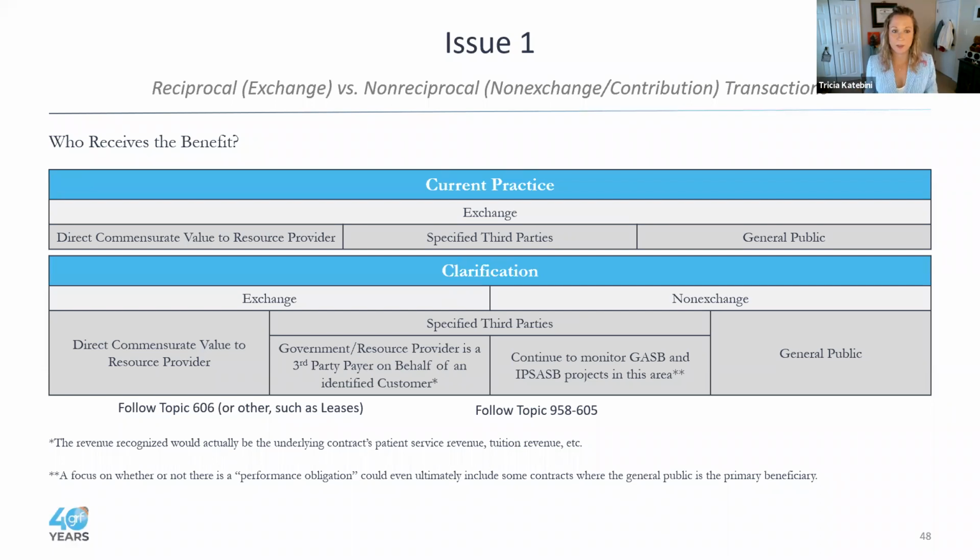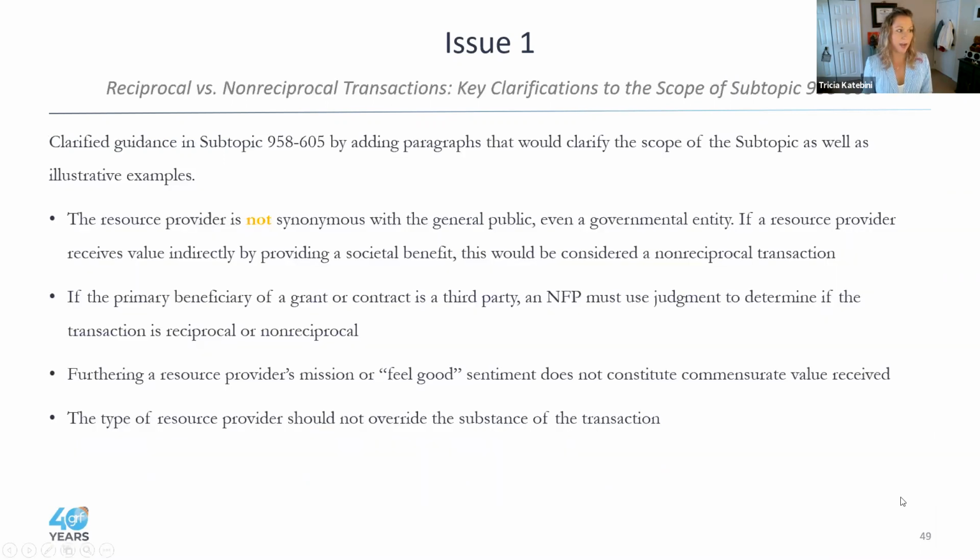Really, if it's benefiting the general public, think about federal grants, for instance. In the past, a lot of people, even though it was mostly dollar for dollar recognition, would consider that to be an exchange transaction. Now that's actually considered to be non-exchange because the general public is typically the one being benefited. It's considered to be a contribution that is conditional in nature. So just a nice little graphic to help you with those different clarifying standards here.